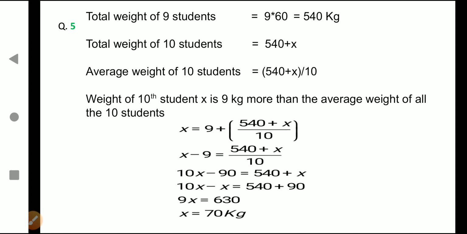The weight of the 10th student is x, and x is 9 kgs more than the average weight of the 10 students. So let us say the weight of the 10th student is x, then x is equal to 9 plus 540 plus x by 10. So by solving this, we will get x as 70 kgs.